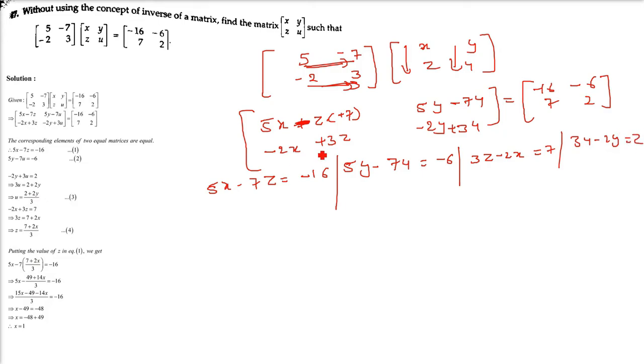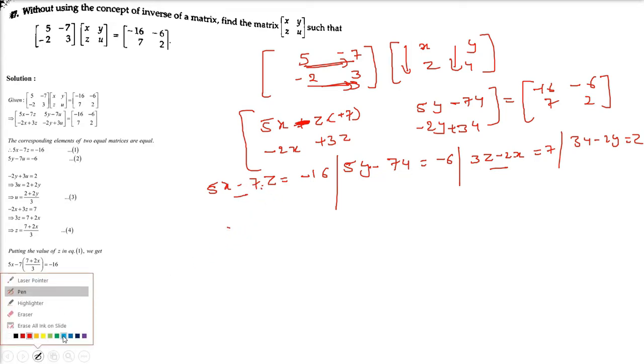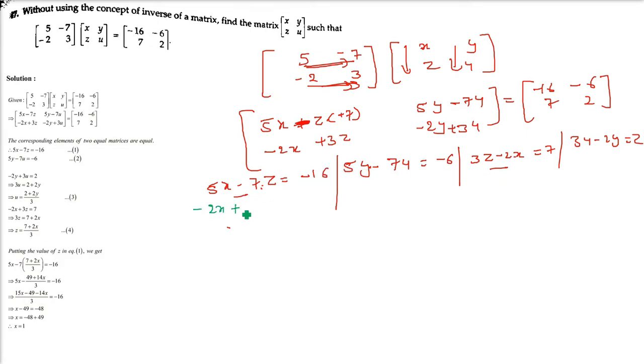Now there are two equations having x and z, and there are two equations with y and u. So we have simultaneous equations, so we are able to solve it. So 5x minus 7z equals minus 16. This is one of the equations. Let me write it here. And we just need one more equation, which is here, minus 2x plus 3z equals 7. I am writing the third equation.